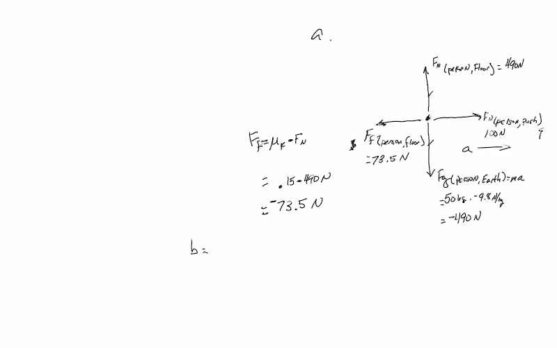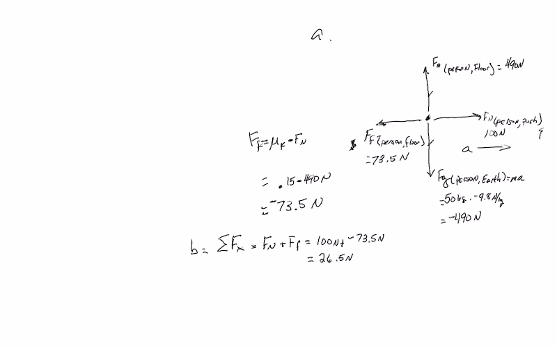So B, we're going to be looking for the sum of forces in the x direction, because that's where they're unbalanced. And that's going to be equal to Fn plus Ff. And if I do that, I'm going to end up with 100 newtons plus minus 73.5 newtons. And it's a little bigger in the positive direction, to the tune of 26.5 newtons.